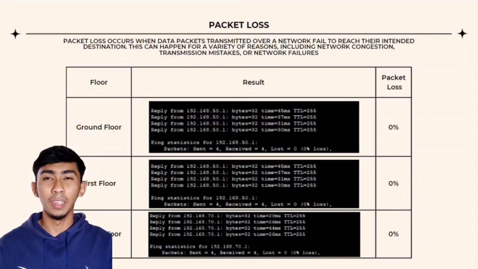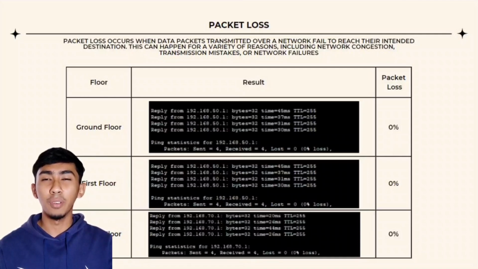So next, we analyze the packet loss. Packet loss occurs when data packets transmitted over a network fail to reach their intended destination. This can happen for a variety of reasons, including network congestion, transmission mistakes, or network failure. Packet loss can have a substantial impact on network application performance, resulting in delays, lost data, and poor quality in real-time communication, such as video conferencing.